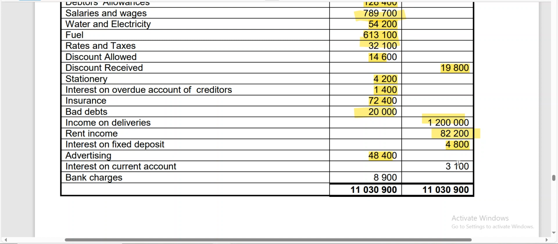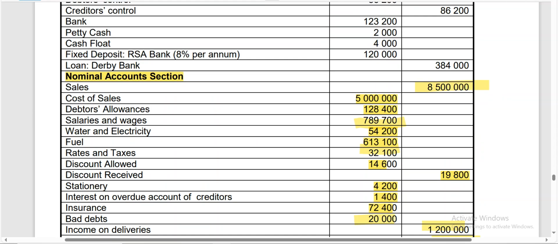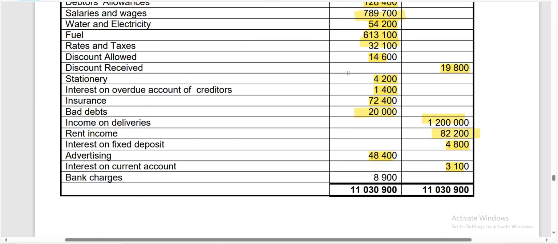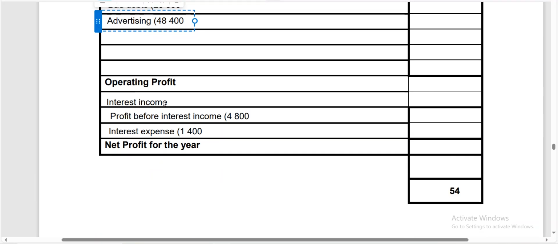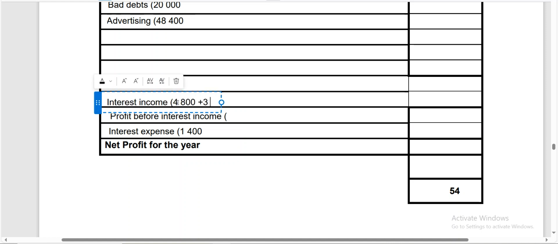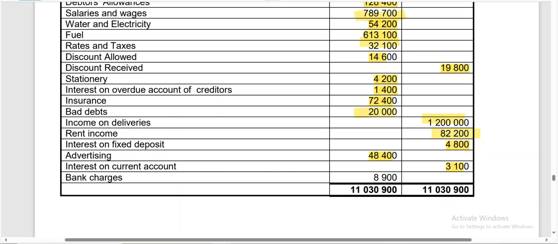If you look at it, it's on the credit side. So once interest on current account is on the credit side, it means that we have interest income. So that 3,100 will come under our interest income here. Oh sorry, this 4.8 was not supposed to be entered here. It was supposed to be part of our interest income here. So we'd have 4,800 plus 3,100. Okay, and then from there we have bank charges for 8,900.